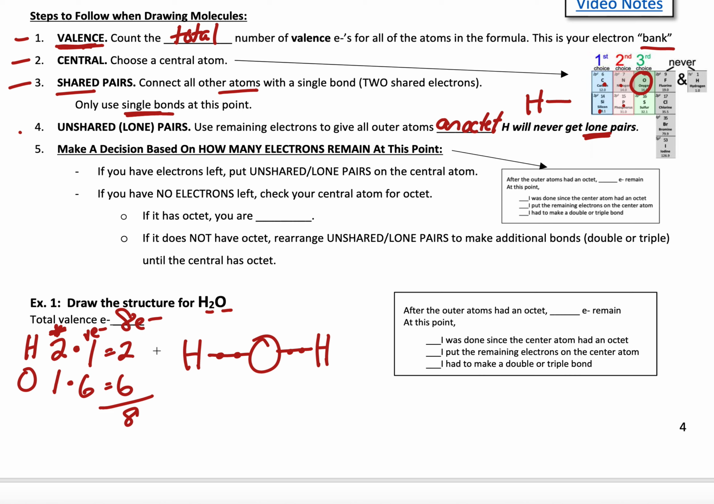So at this point, I've counted up my valence. There's 8. I've picked my center atom, oxygen. I've connected all the other atoms with a single bond. Put a single bond here and a single bond here.